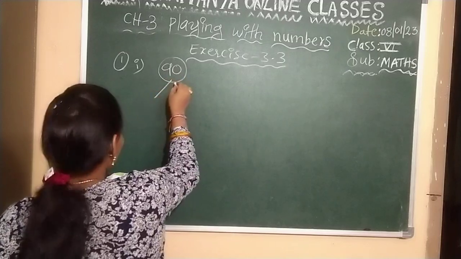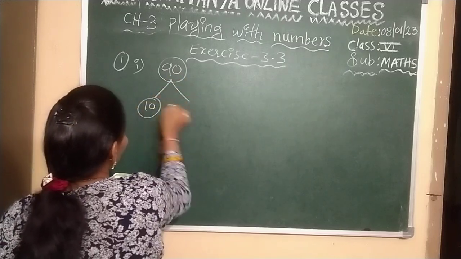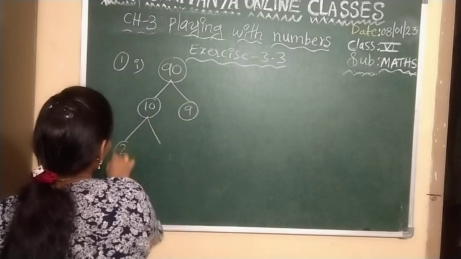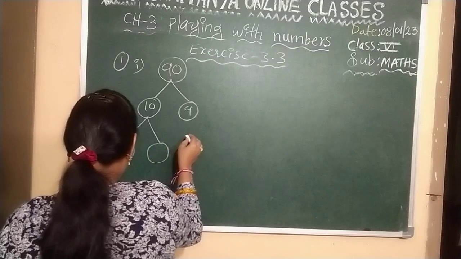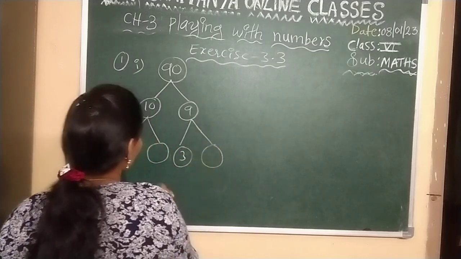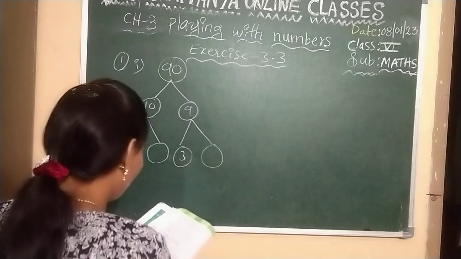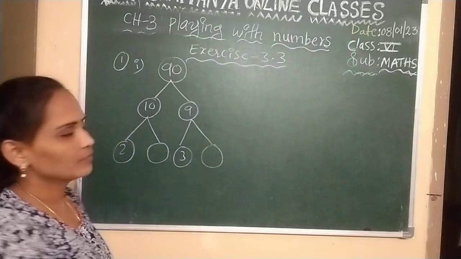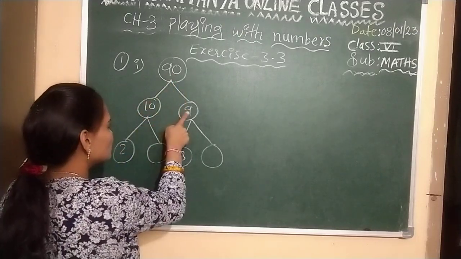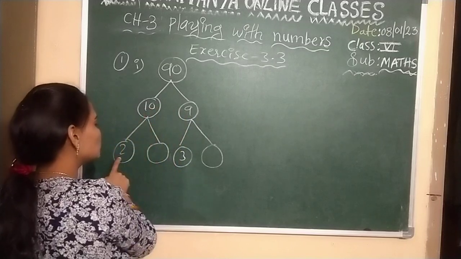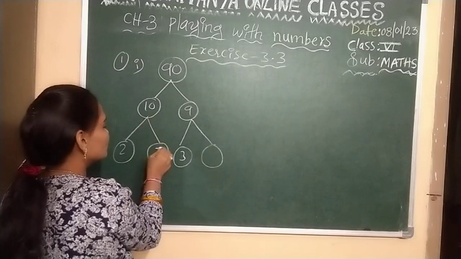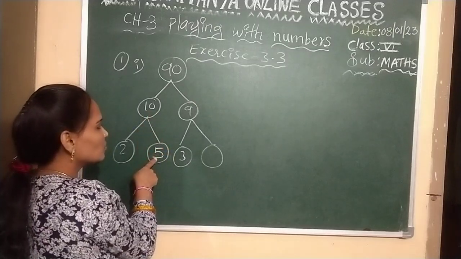Like this is given: 10, 9s are 90. 2, 5s are 10. Here missing numbers are given. What are those missing numbers? Let us see. See here there are no numbers, so we should fill in the factor tree. This is a factor tree method. 90 we can write as 10, 9s are 90. Again 10 we can write as 2. 2 is given. For 2, which number we can multiply to get 10? 5. So in the missing number here we should write 5.